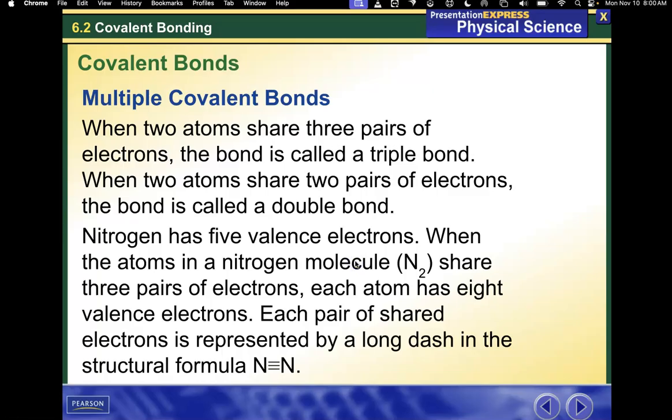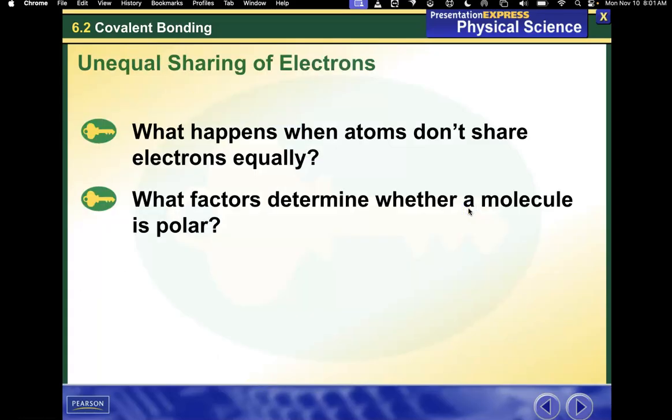Multiple covalent bonds. When two atoms share three pairs of electrons, the bond is called a triple bond. When two atoms share two pairs of electrons, the bond is called a double bond. Nitrogen has 5 valence electrons. When the atoms in a nitrogen molecule share three pairs of electrons, each atom has 8 valence electrons. Each pair of shared electrons is represented by a long dash in the structural formula for N2. So the three lines mean triple bond.